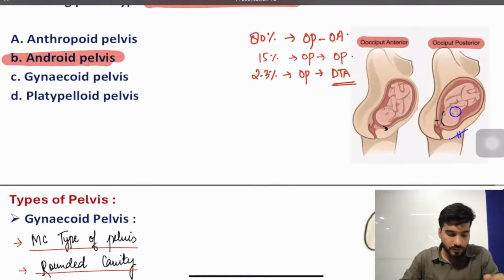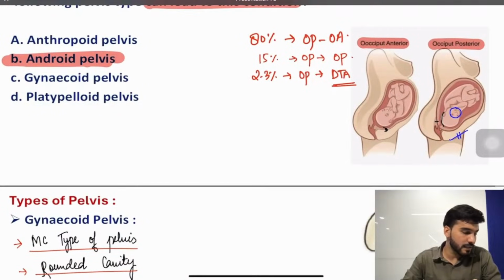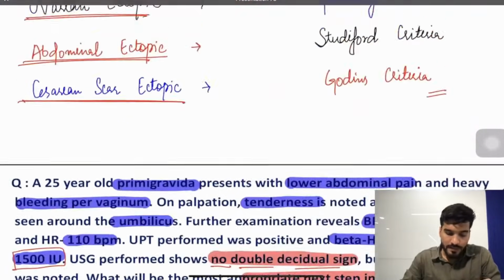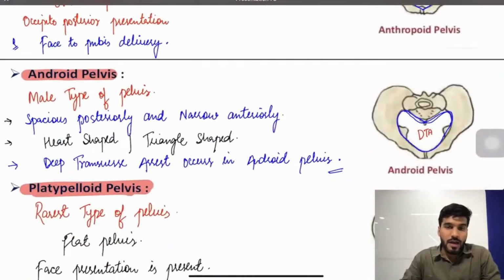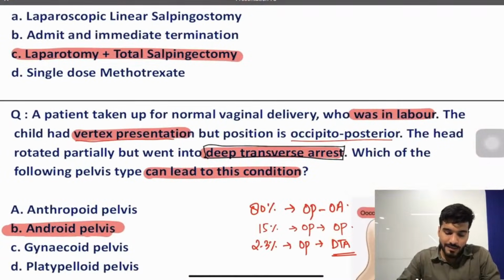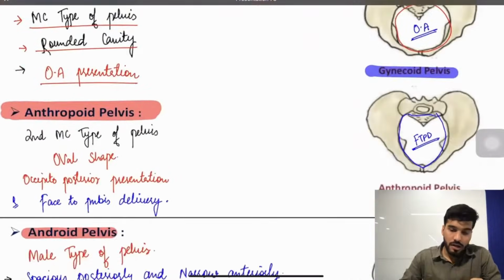Okay, is that clear to everyone? Yes. Now the next topic is going to be teratogens. Remember one hint about all these types of pelvises, so that you will have a correct answer.